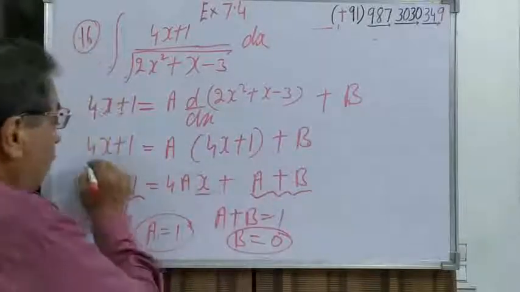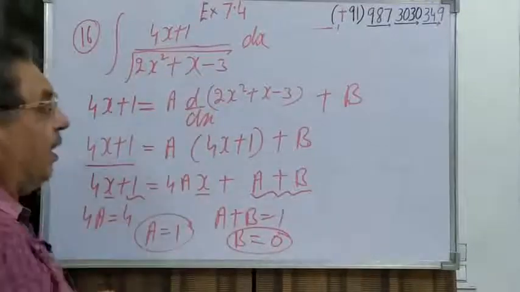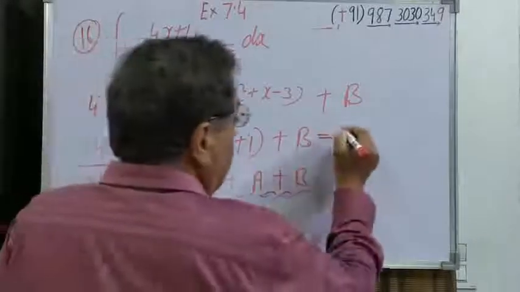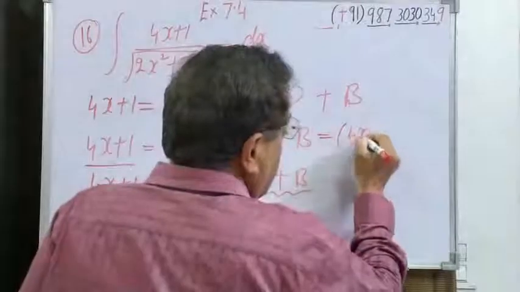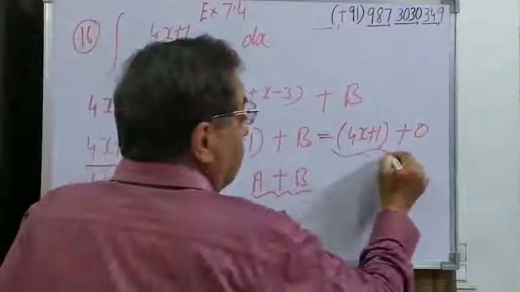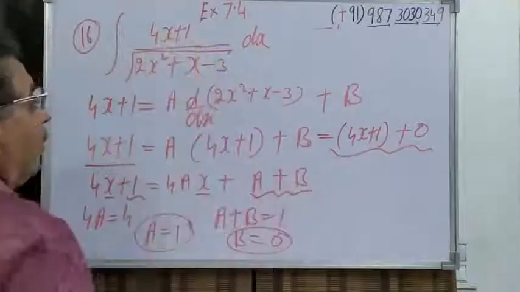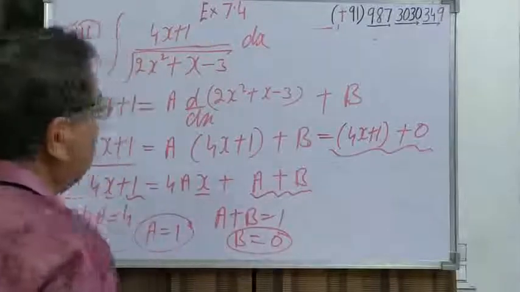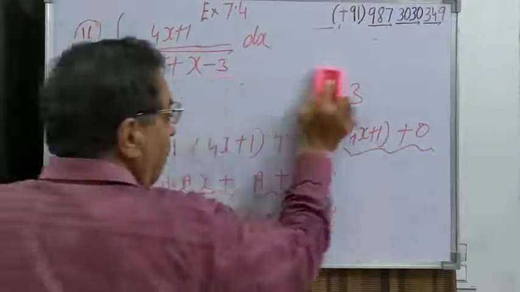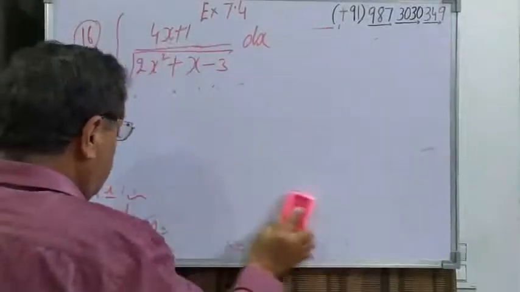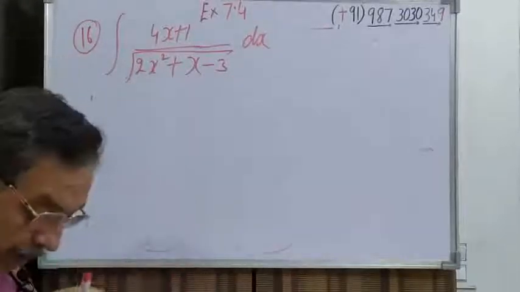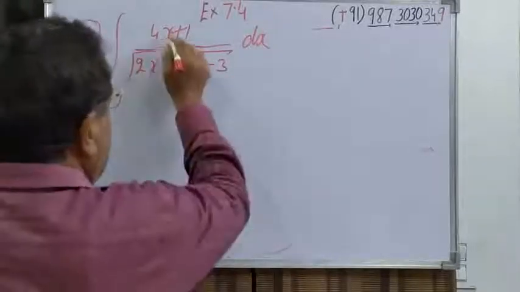That is, 4x plus 1 can be written as, for a write down 1, so we get 4x plus 1 plus 0. Now this value will be substituted for this one. After doing so, the next step: 4x plus 1 is the derivative of this one.